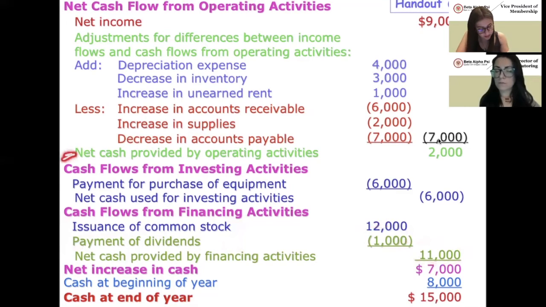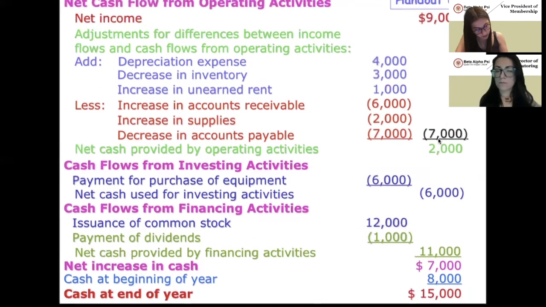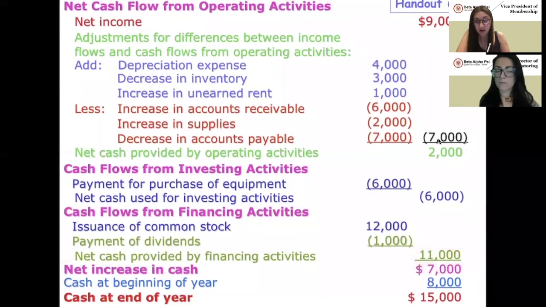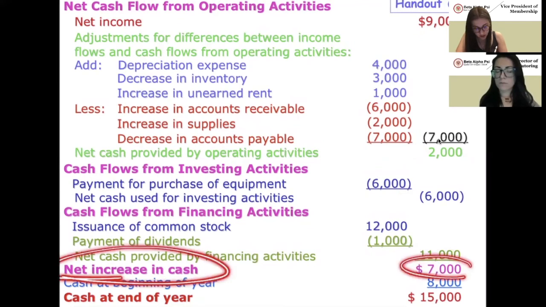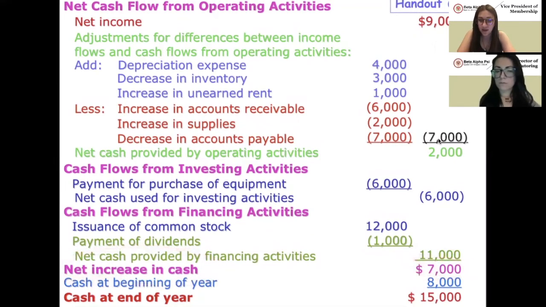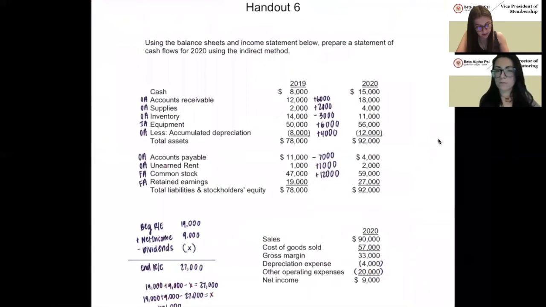So we have our net increase from our operating activities. We have our net decrease from our investing activities, and we have our net increase by our financing activities. So we have 2,000 minus 6,000 plus 11,000. We have a total net increase in cash of $7,000. And we can check that. Our cash at the beginning of the year was $8,000, and our cash at the end of the year was $15,000. 8 to 15 is $7,000.